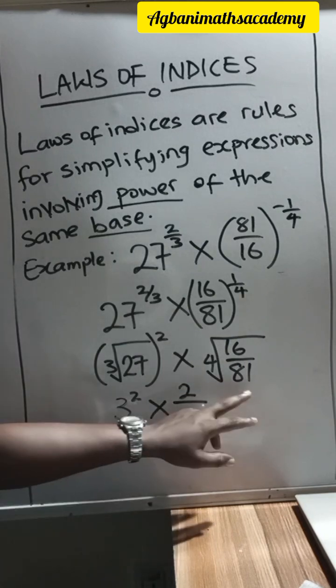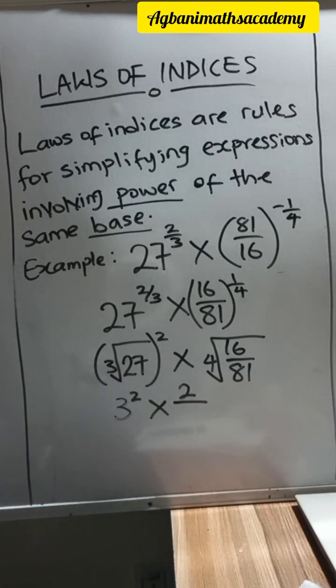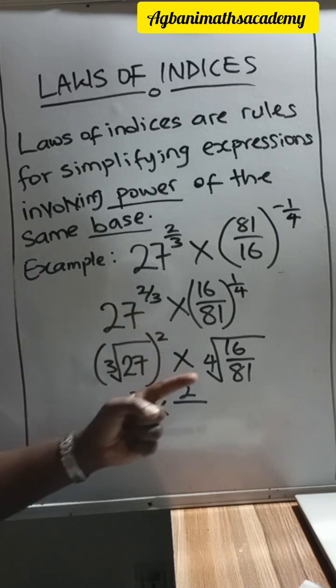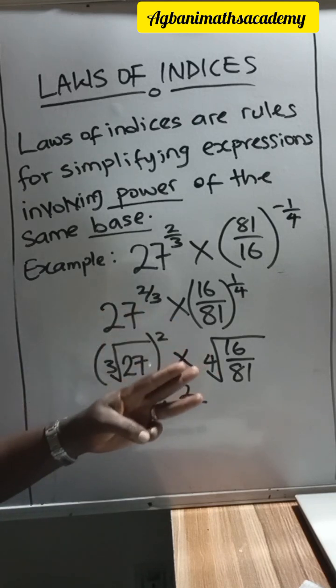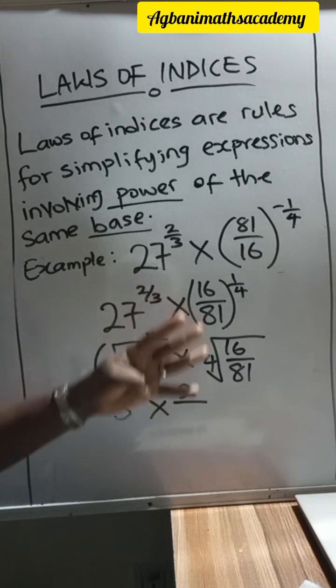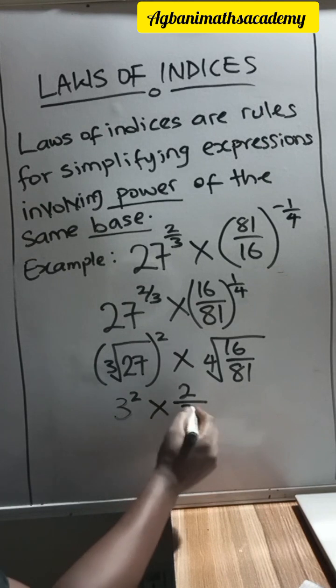What number will multiply itself 4 times to give us 81? That number is 3. How do we know? 3 multiplied by 3, 9. 9 multiplied by 3, 27. 27 multiplied by 3, 81. So here we're going to have 3.